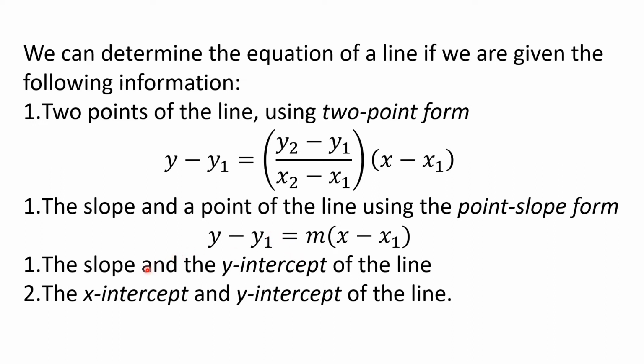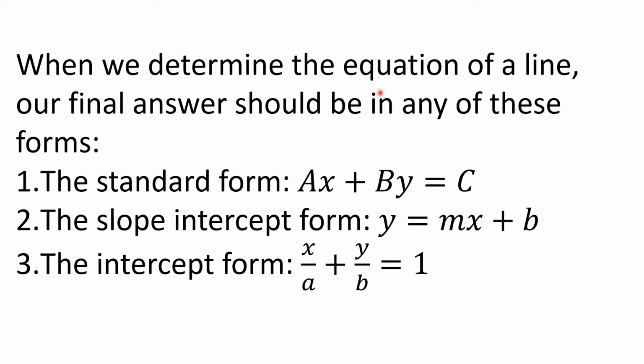Okay, so we have the slope and the y-intercept of a line, and we are also given the x-intercept and the y-intercept of a line. Given this information, we can determine the equation of a line. When we determine the equation of a line, our final answer should be in any of these forms.